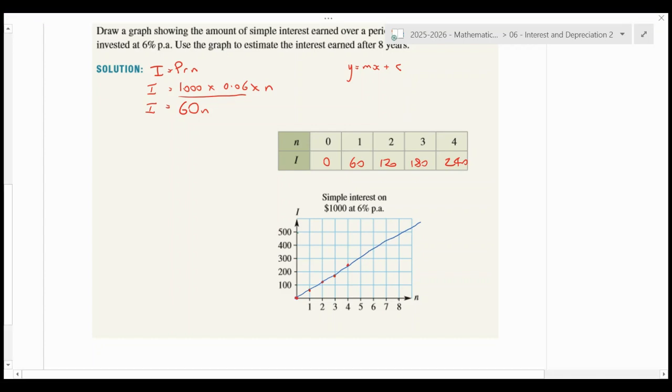And so when we go up from 8, we go up there, and we are just short of that. So the interest after 8 years is $480. So that's an approximate. I mean, it's actually right, but it's an approximate based on your graph. So the more accurate your graph is, the more accurate that answer will be.